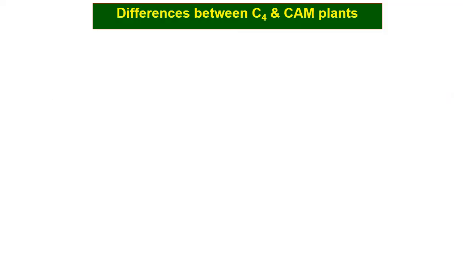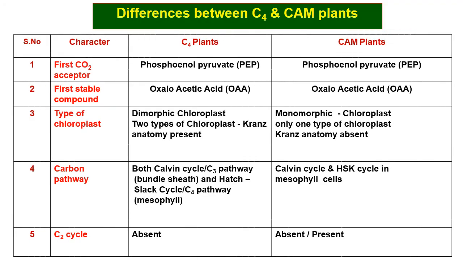Let's see some differences between C4 and CAM plants. In both C4 plants and CAM plants, the first carbon dioxide acceptor is phosphoenol pyruvate, and the first formed stable compound is a 4-carbon compound or C4 acid called oxaloacetic acid. In C4 plants, there is dimorphic chloroplast, that is Kranz anatomy is present, while in CAM plants, there is only monomorphic chloroplast. Only one type of chloroplast is present and there is no Kranz anatomy.